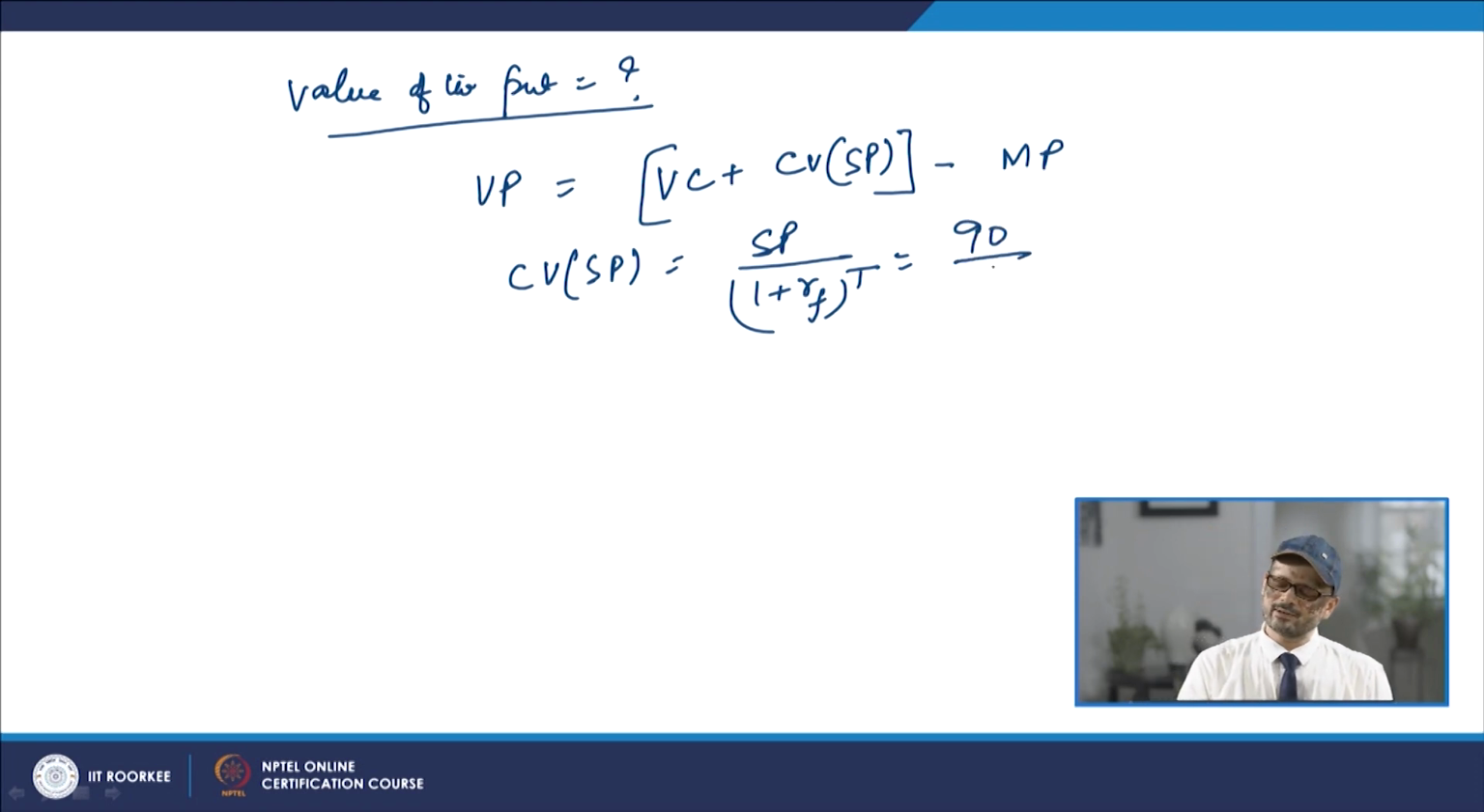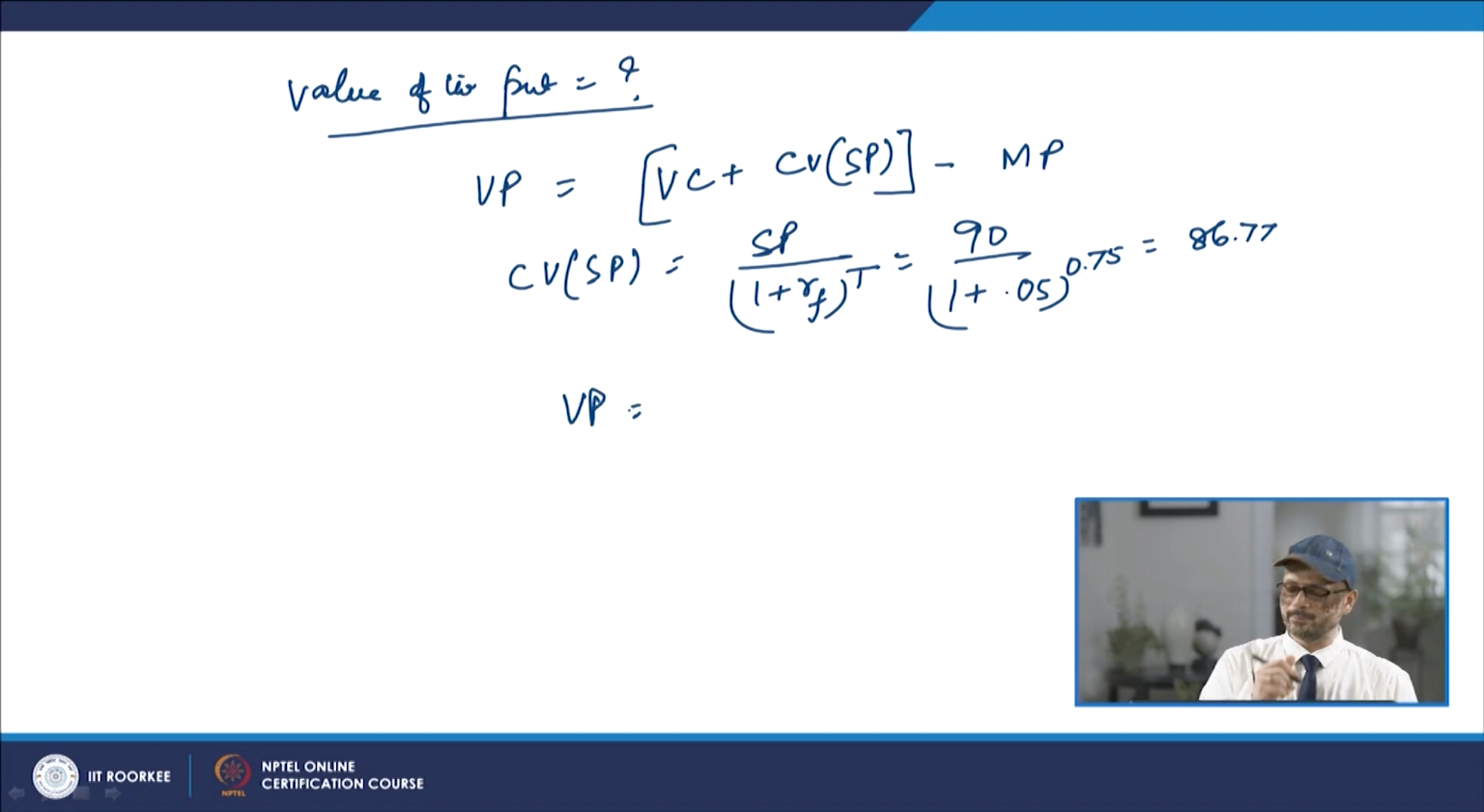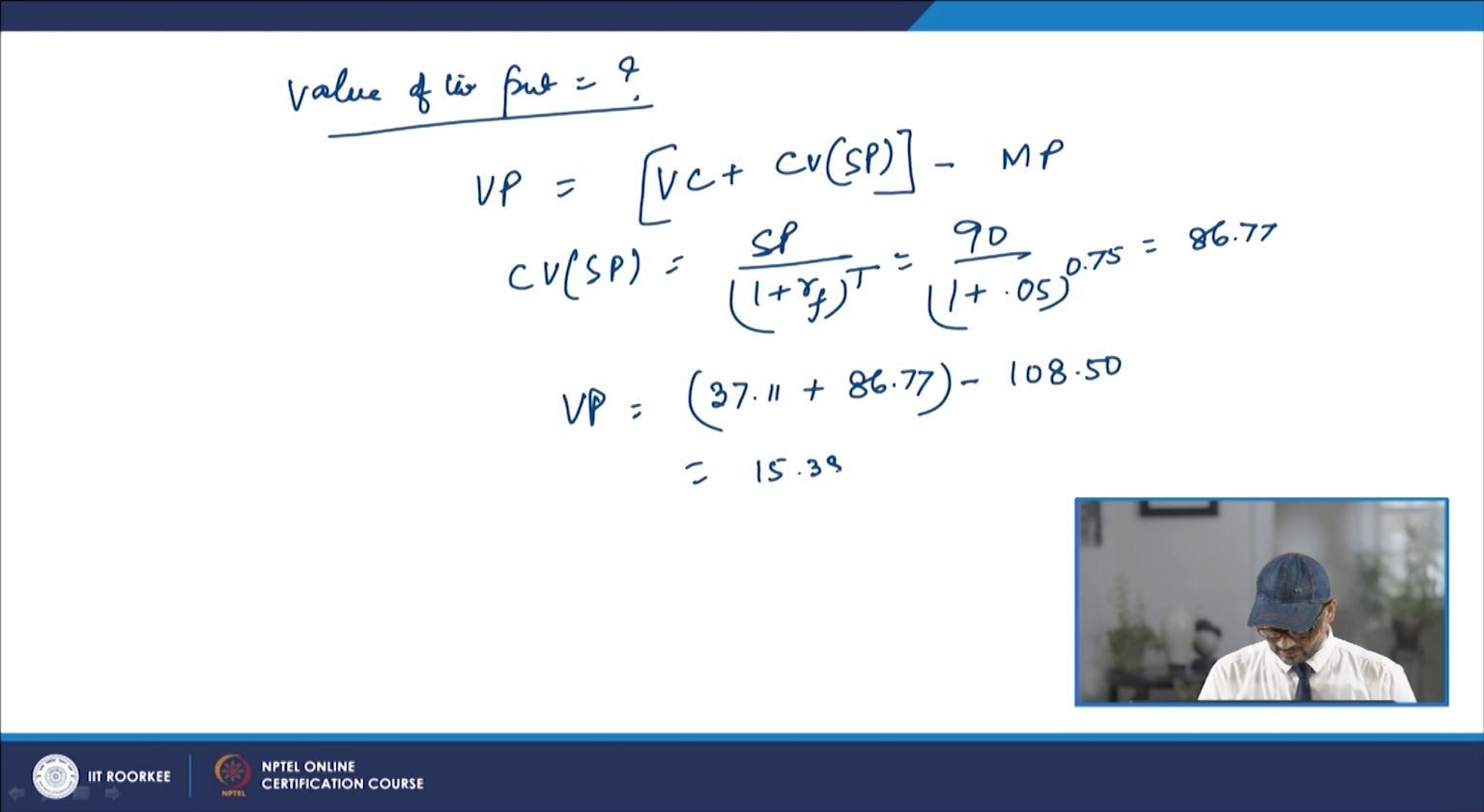So 90 will be divided by 1 plus 0.05 raised to the power 0.75. So it will be coming to 86.77. So you can find the value of the put, and that will be the value of the call, that has come to 37.11 plus 86.77, and then you will be taking the difference, subtracting this market price, that is 108.50. So this is coming out to be $15.38.